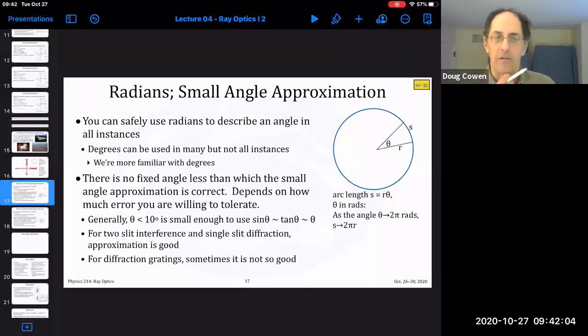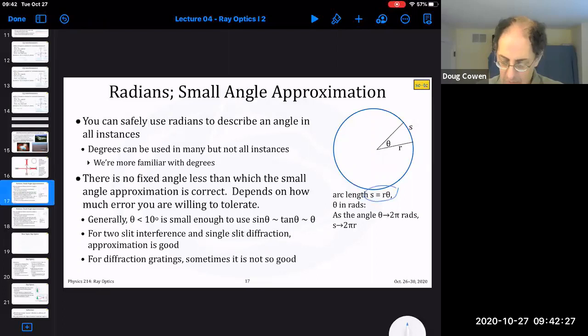So you can safely use radians to describe an angle basically in all instances. The problem is that degrees are more familiar, so we tend to use degrees instead, but you can't use them all the time. And in particular, when you're talking about arc length, like this expression over here, you need to use theta there in radians and not in degrees.